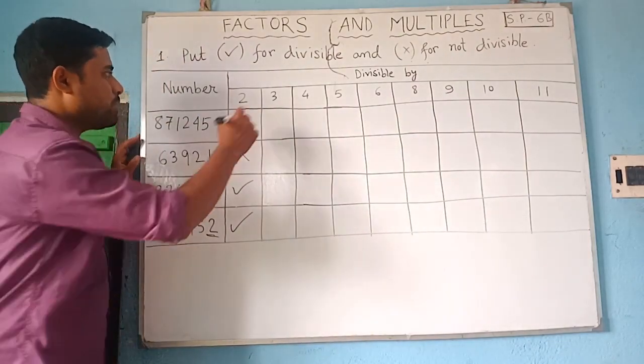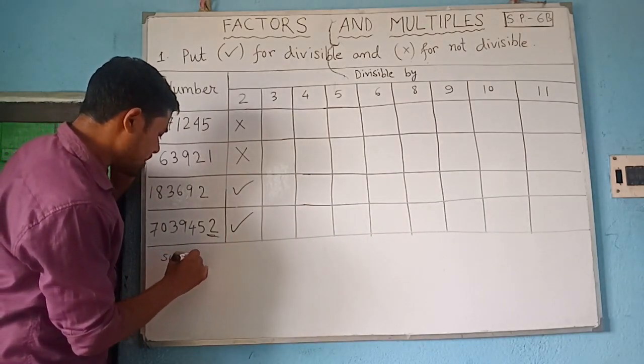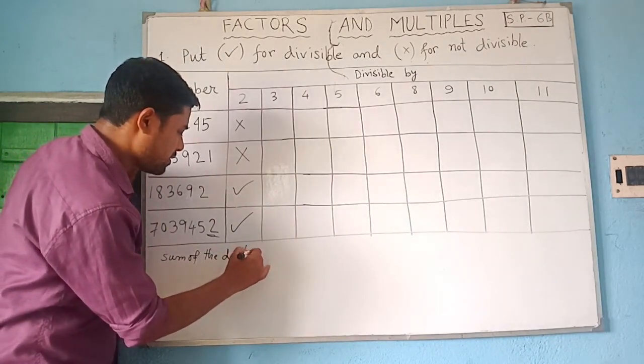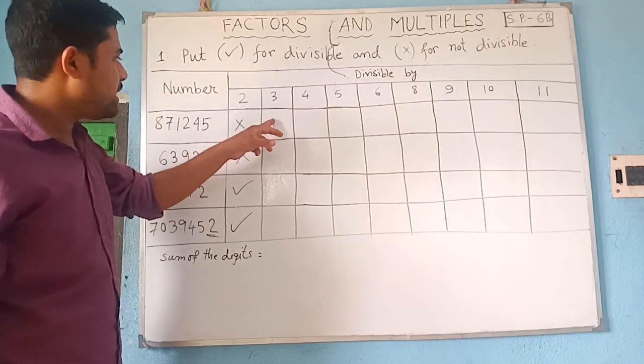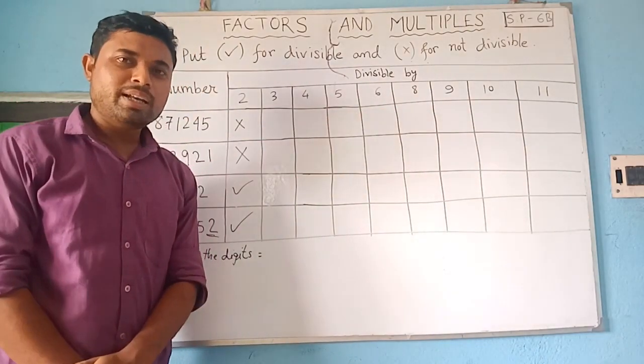The rule for divisibility by 3 is that we have to check the sum of the digits of the number. If the sum of the digits is divisible by 3, then the number is divisible by 3. If it is divisible by 9, then the number is divisible by 9.